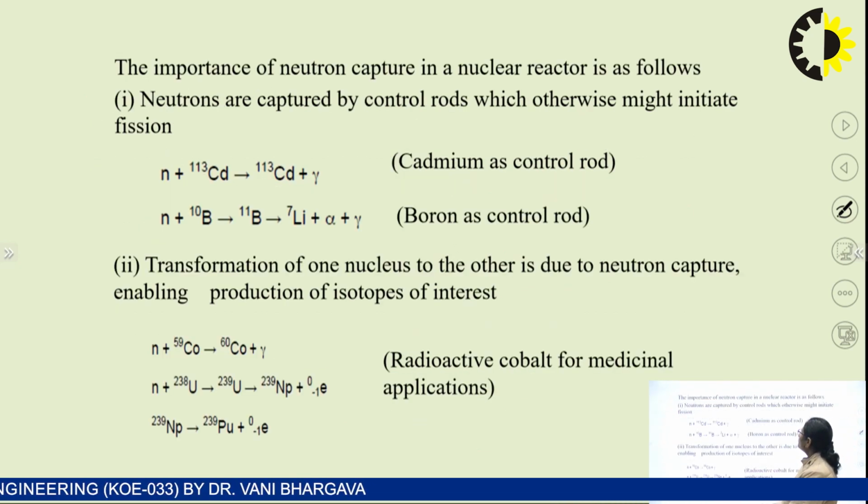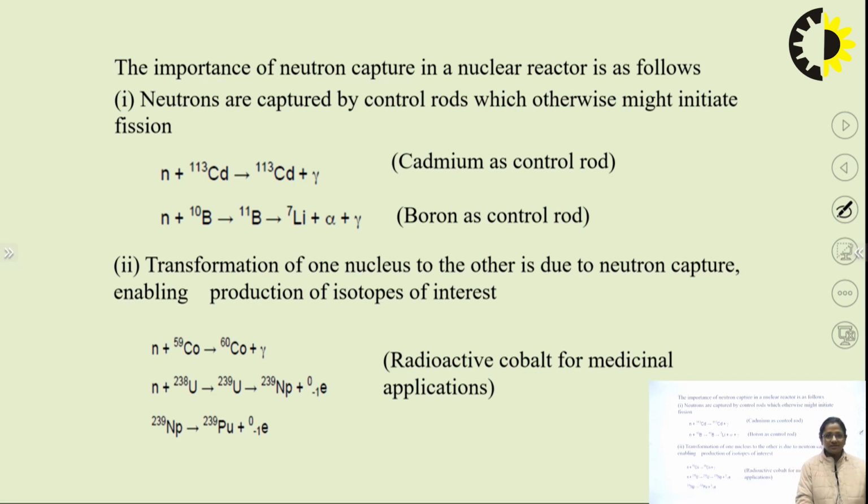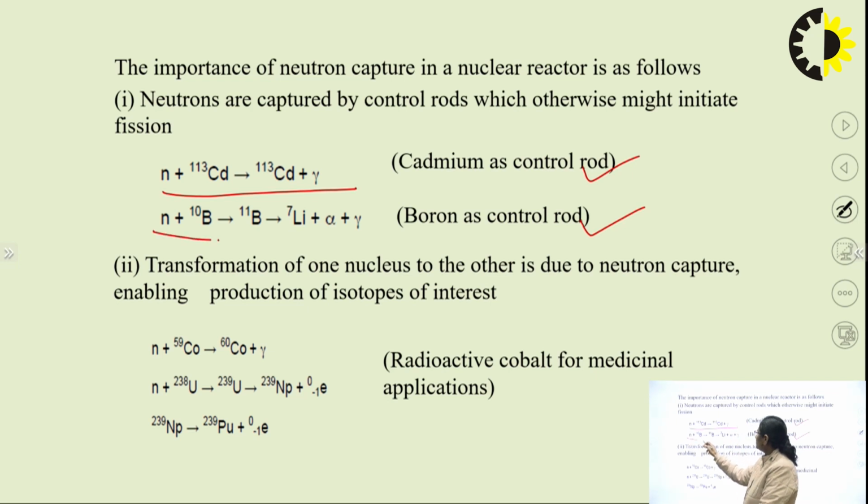The importance of neutron capture in a nuclear reactor is as follows. Neutrons are captured by control rods, which otherwise might initiate the fission, when cadmium is used as control rod, when boron is used as control rod. The reaction is shown over here. This is the reaction of the neutron capture.